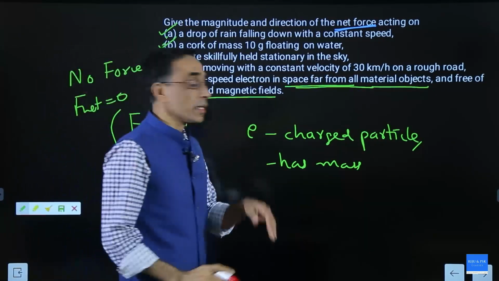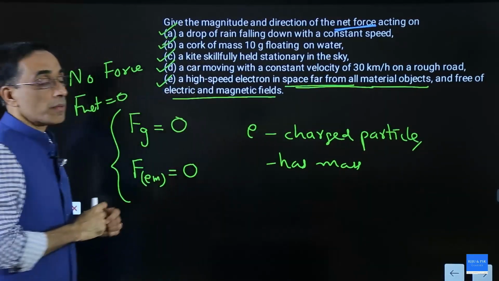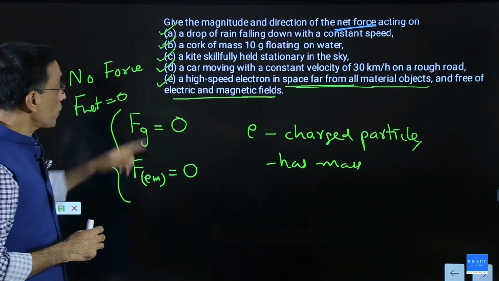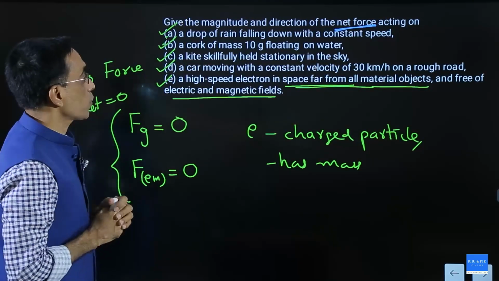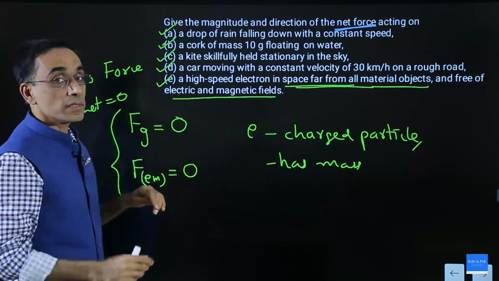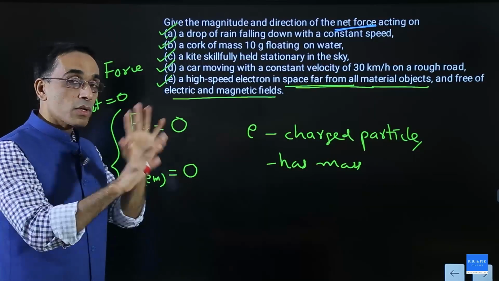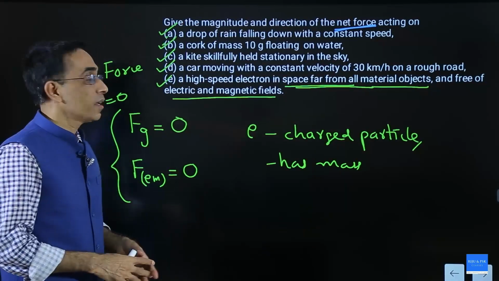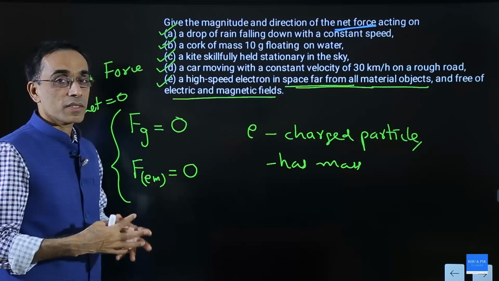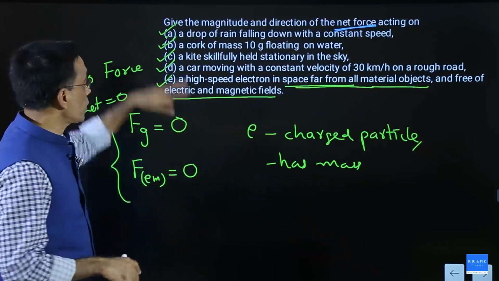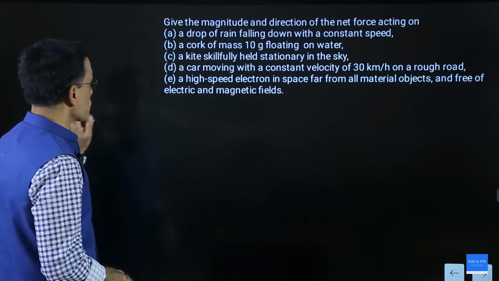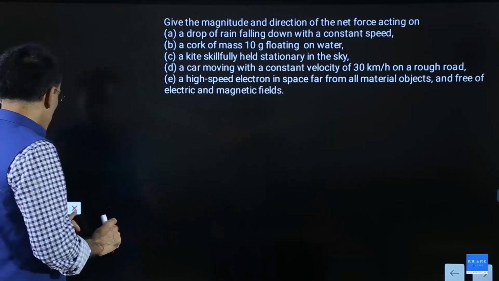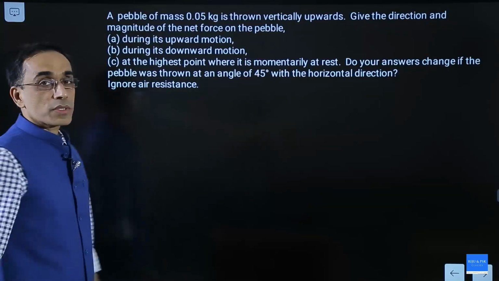So how is the fifth case different from the first four cases? In the first four cases, there were forces acting, but the total force was 0. In the last case, there was no force acting at all. But all the cases are similar. No acceleration. In all the 5 cases, acceleration is 0. Okay. Now from this we will go to the next question.